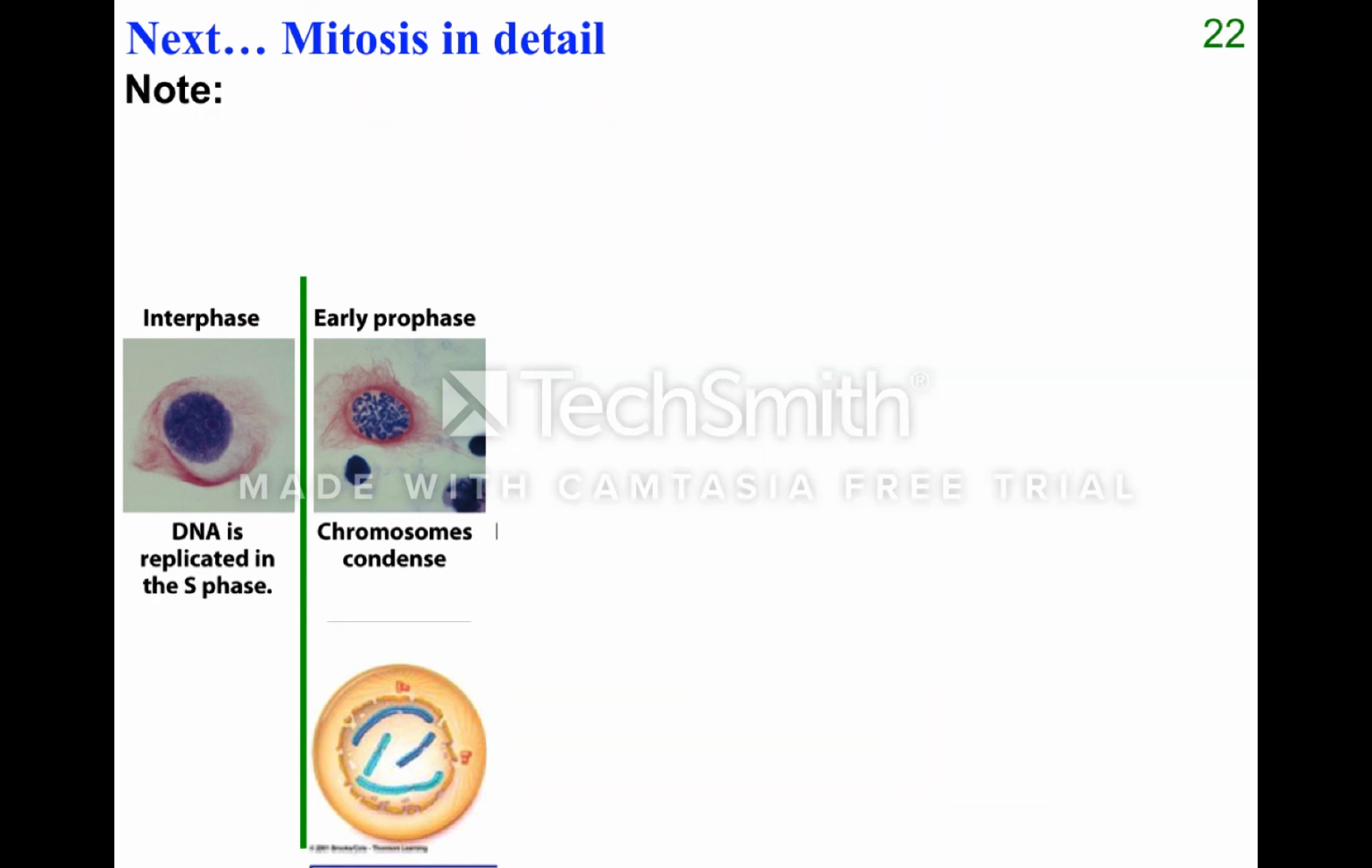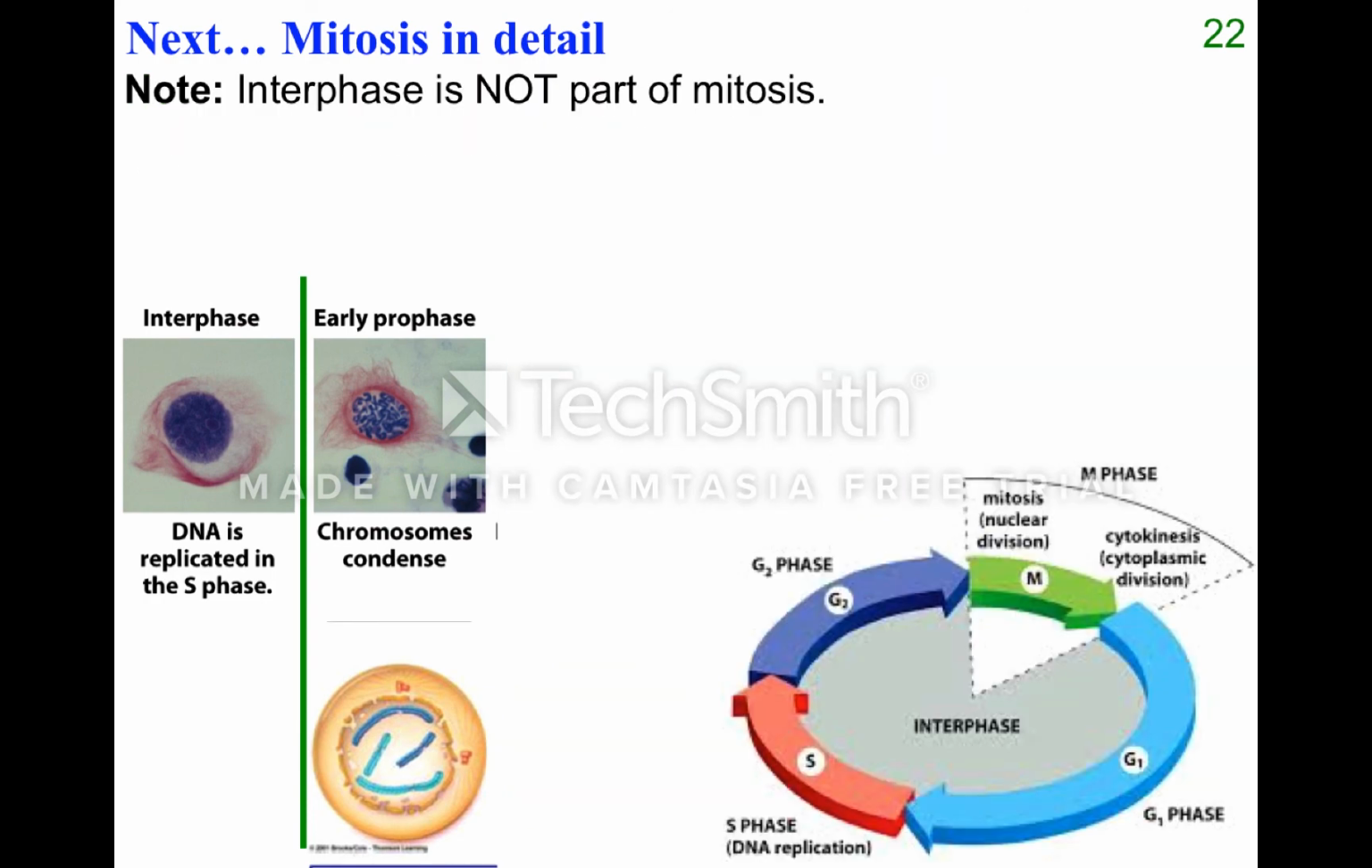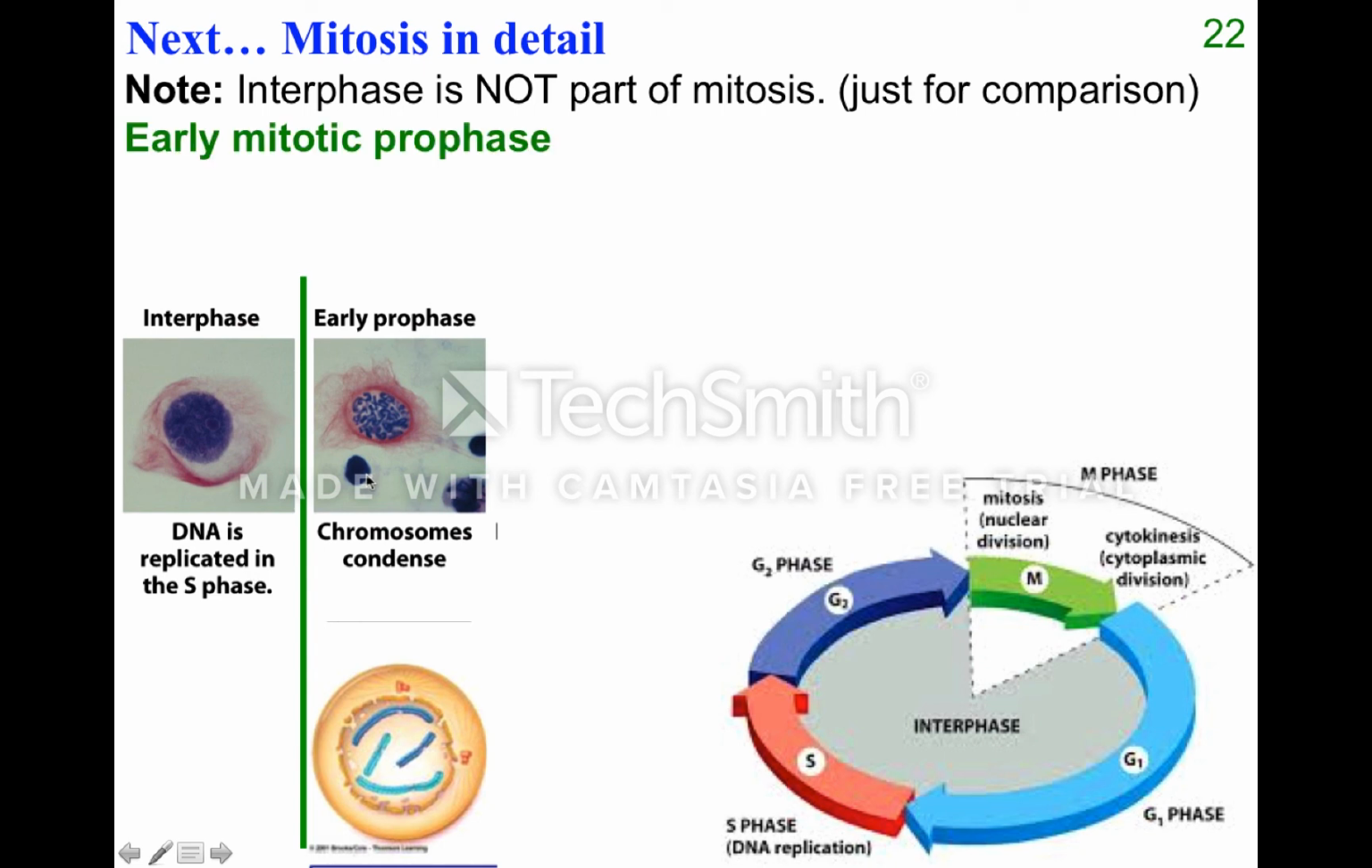Note though that even though the figures that show the phases of mitosis always show interphase at the beginning, interphase is not part of mitosis. They just show a picture of interphase there, just to allow you to compare what it looks like in interphase before mitosis starts. So interphase is what a cell looks like before it starts dividing. DNA's relaxed chromatin, nuclear membranes intact, right?